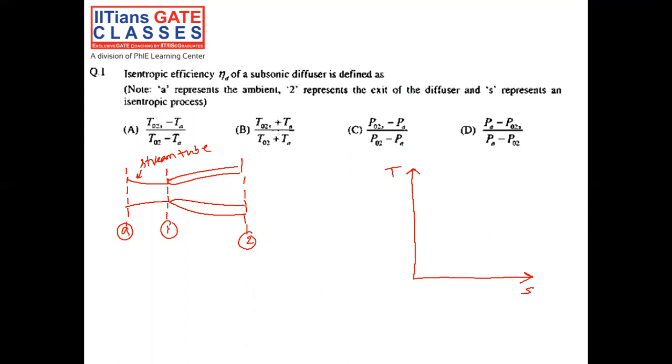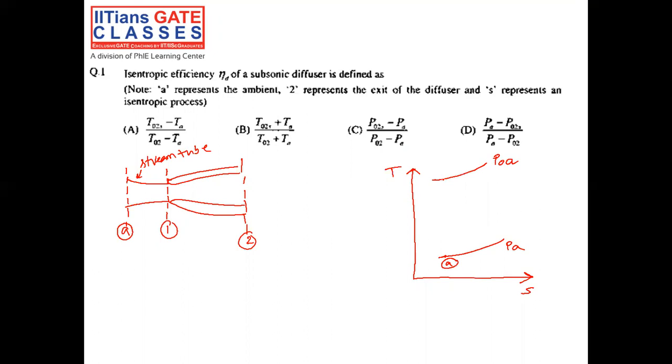So A denotes the ambient condition, 1 denotes the condition of the air at the entry of the diffuser, and 2 denotes the condition of the air at the exit of the diffuser. Now this air is being sucked from the atmosphere. Let's say the pressure of the atmosphere is PA. This denotes the atmospheric condition at which the air is being sucked by this diffuser. Now PA is the static pressure, and the total pressure of the atmosphere would be denoted as POA, right?